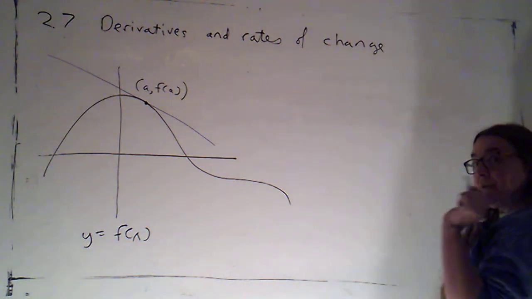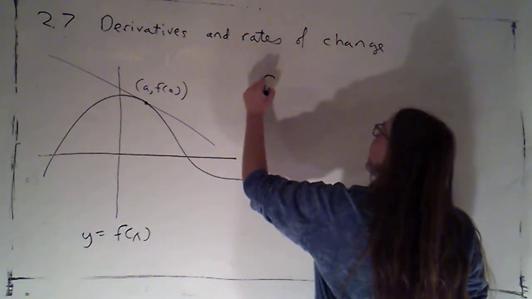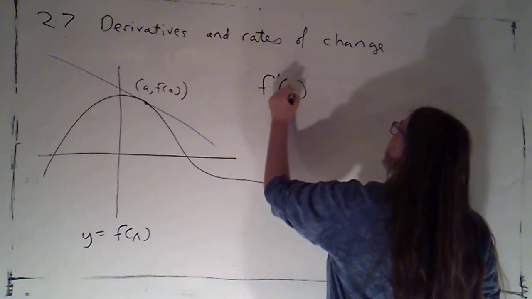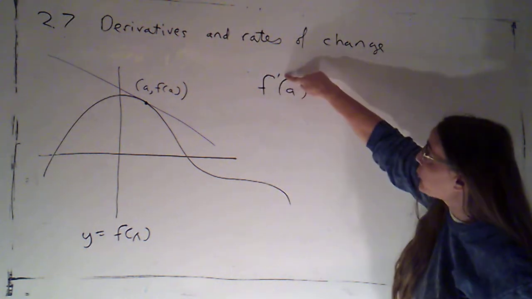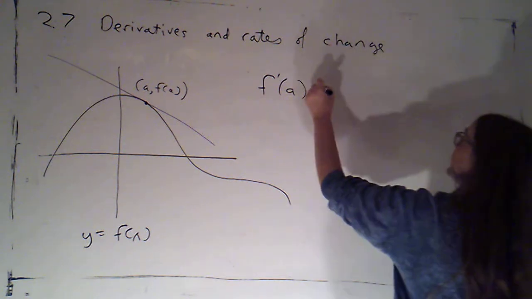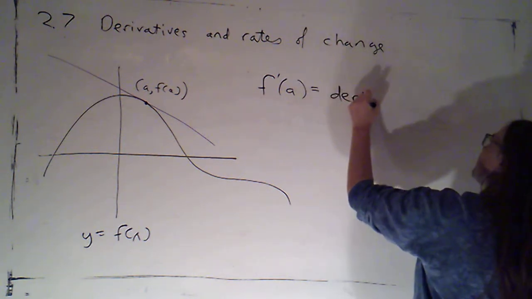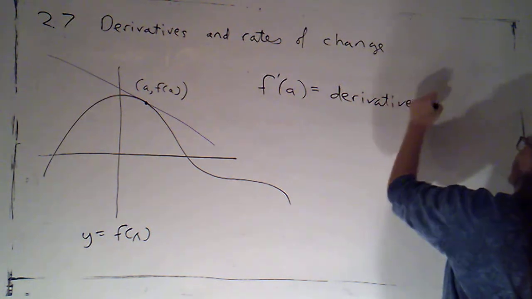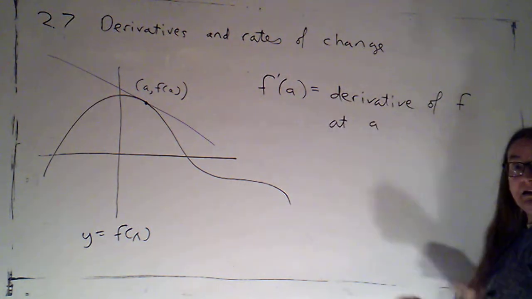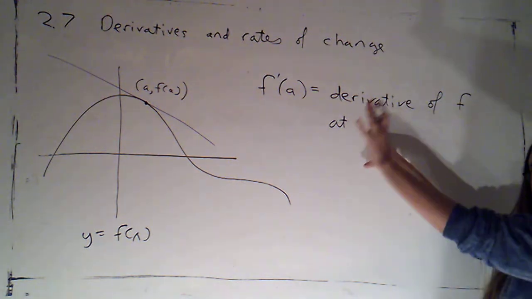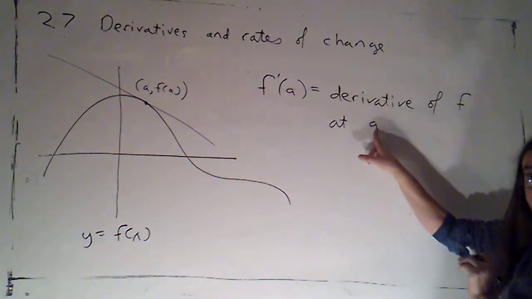I'm going to introduce some notation. I can say f prime of a, and that's how we read that. That's f prime of a. That's going to be the derivative of f at a. So again, I'm specifying the location of my point by just naming the x value.